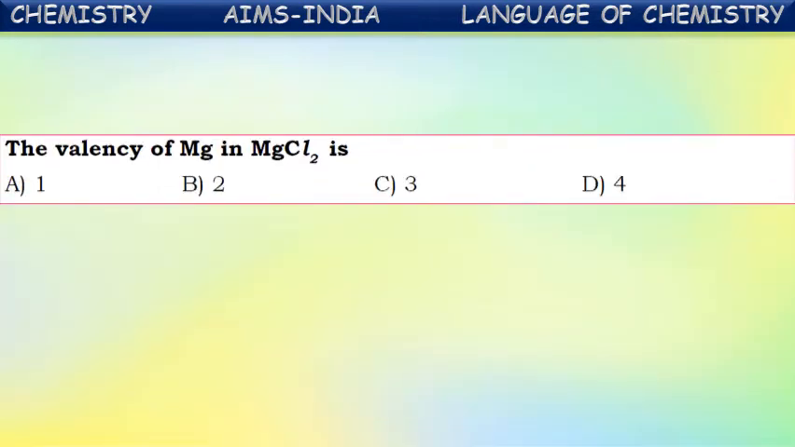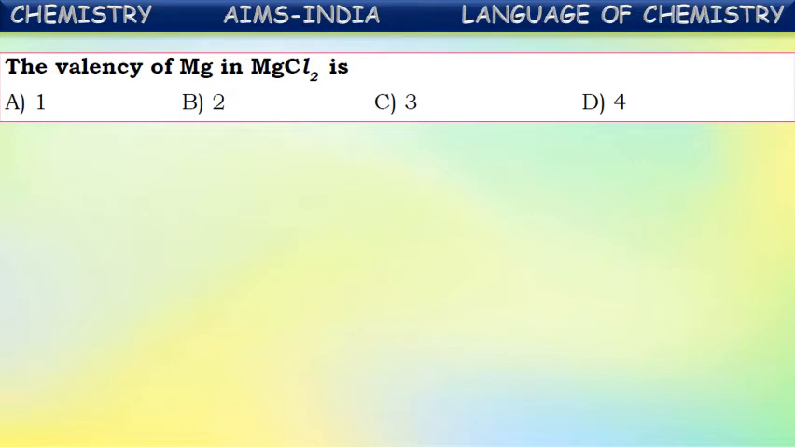Next question. The valency of magnesium in magnesium chloride. Just go through the reverse crisscross method. The 2 comes here; here nothing is there, so 1 is there, and that 1 comes here. So in magnesium chloride, the valency of magnesium is 2. We just used the reverse crisscross method. Next question.